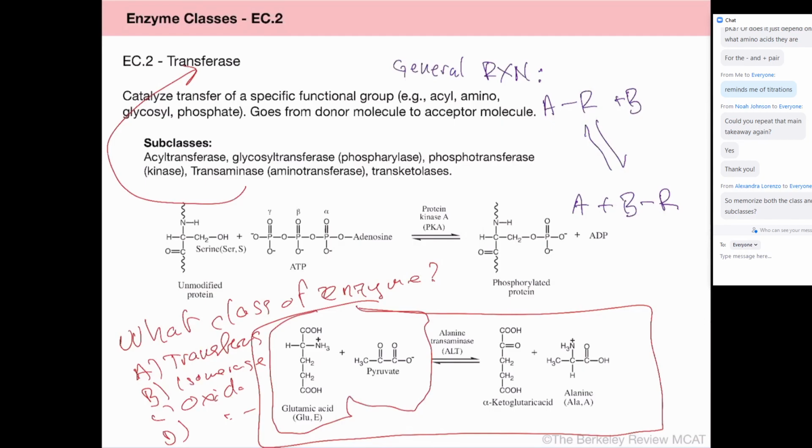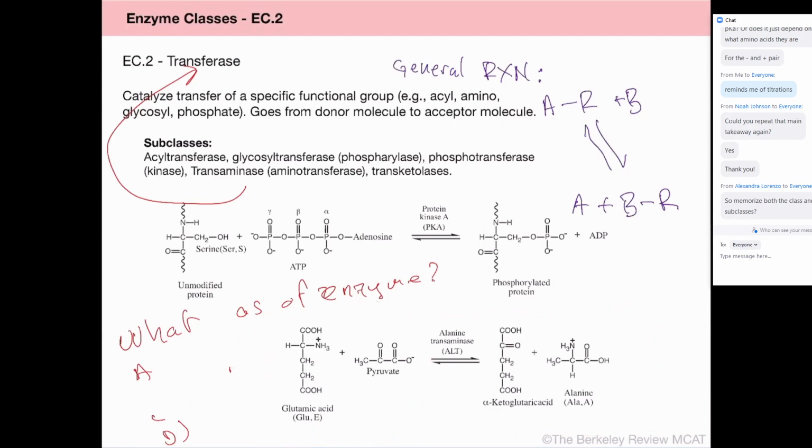Here's a simpler one. You took ATP and you added a phosphate group to this protein. So a protein kinase, which is actually a subclass, you will end up just knowing it's transferring a phosphate group from an ATP molecule. That's what a kinase is. It's a subclass of the transferase.